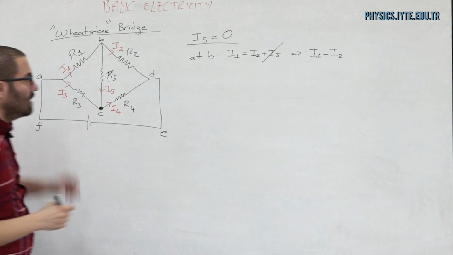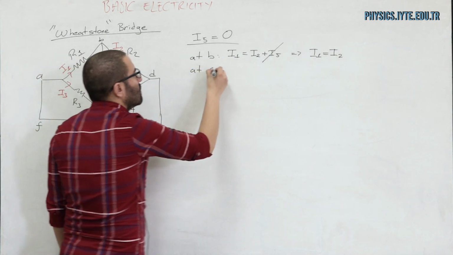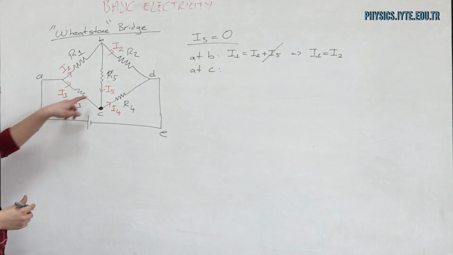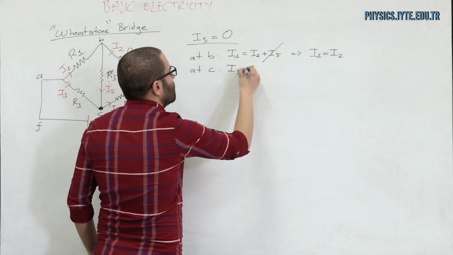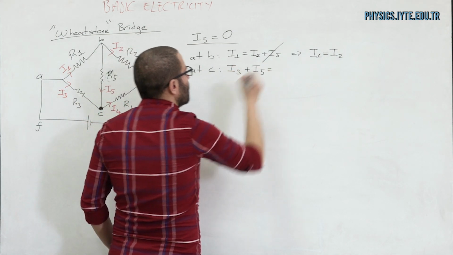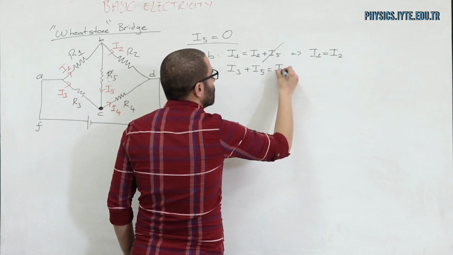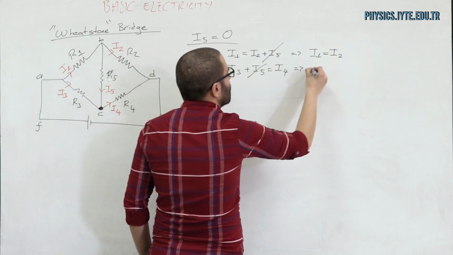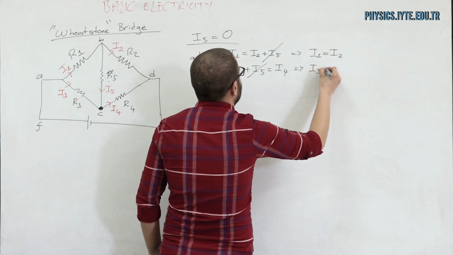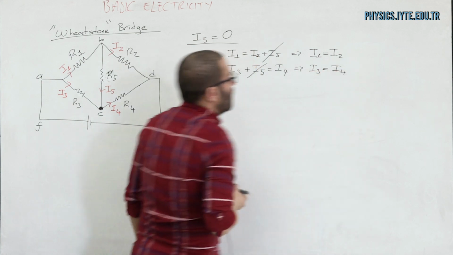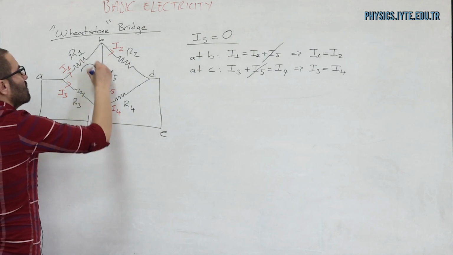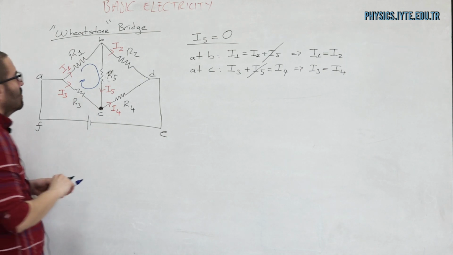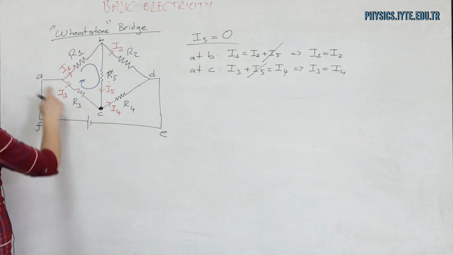And at junction C, I have I3 and I5 coming in, I4 leaving, therefore I3 plus I5 is equal to I4. Since this is 0, I'm going to have I3 equals I4. Now I'm going to construct two loops. One is this loop, which is called ABCA.